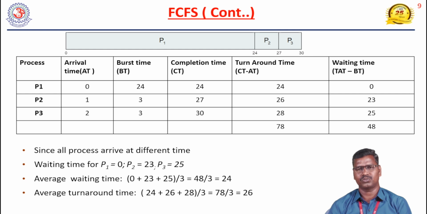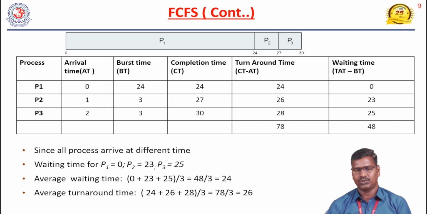This belongs to the non-preemptive scheduling algorithm. The burst time is 24 milliseconds, and P1 enters now. After finishing the 24 milliseconds, the next process starts to execute. Like that it goes as first come first served. Here the completion time for P1 is 24, P2 completion time is 27, and P3 completion time is 30.